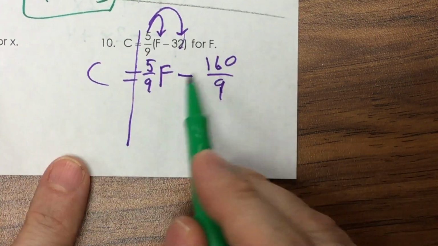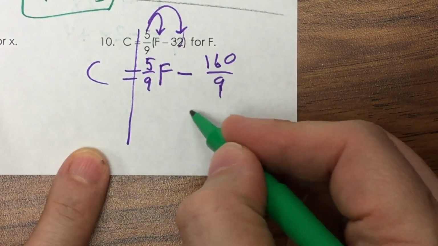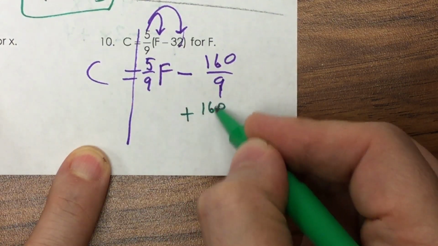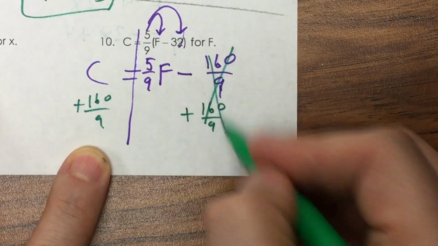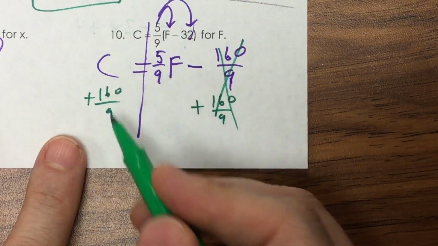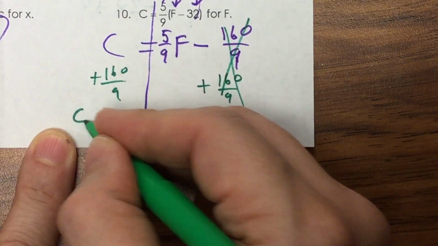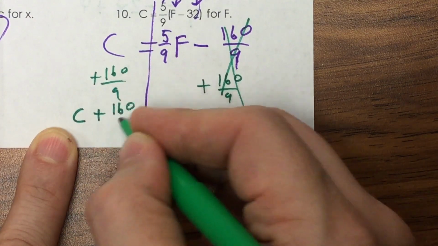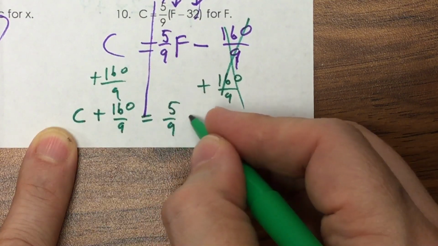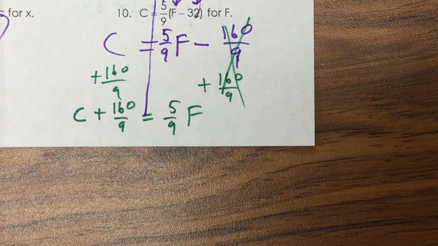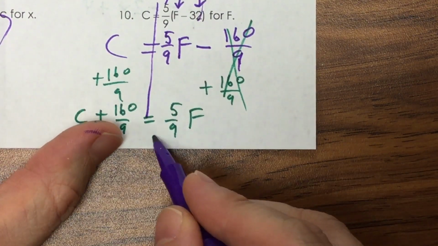We have the best friend right here beside the F. So this guy leaves first. You do plus 160/9 on both sides. All right, cancel. We can't combine it. They are not like terms. So I have C plus 160/9 equals 5/9 F. All right? We're going to divide both sides by 5/9.